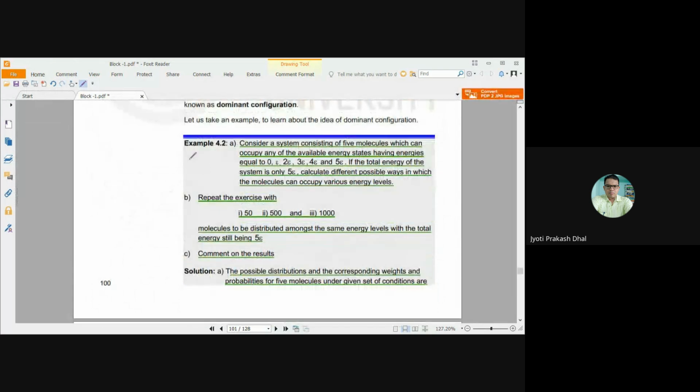One question is there, another question is there. Consider a system consisting of 5 molecules which can occupy any one of the available energy states having energies equal to 0 epsilon, 2 epsilon, 3 epsilon, 4 epsilon and 5 epsilon. So that means 6 energy levels are there, 5 molecules are there. So the 5 molecules can be present in any one of the 6 energy levels. But the condition is that the total energy of the system is only 5 epsilon. Calculate the different possible ways in which the molecules can occupy the various energy levels.